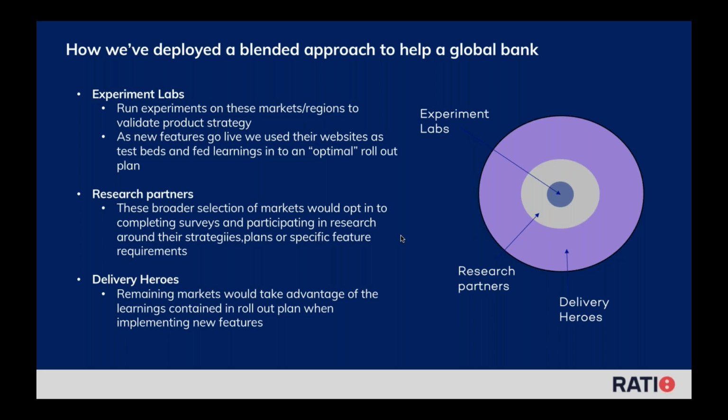And so what we also have is a second level down, which is a set of research partners, which are markets where we are engaging them in the research process as we're determining what a new product feature should look like, in order to understand what their requirements are, get them to complete surveys that can help us understand where their problems or pain points are as it relates to the website. And then we have markets that don't have the resources even to be involved from that point of view. And these we call our delivery heroes.